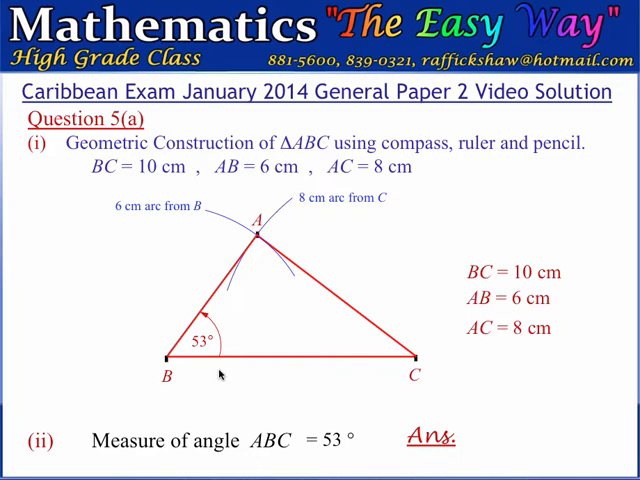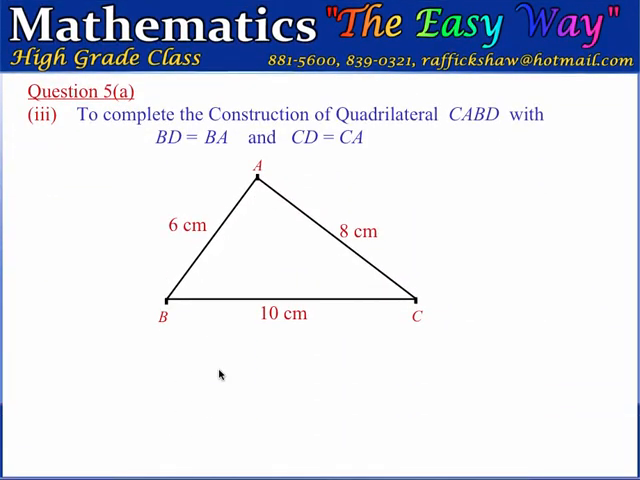Let's move down now to part 3. Now part 3 wants us to complete the construction of a quadrilateral CABD, and this quadrilateral must be drawn such that BD is equal to BA and CD is equal to CA. But it is important to observe the orientation of our quadrilateral, and our orientation must match the letters as shown here. CABD must have the same orientation with respect to the diagram.